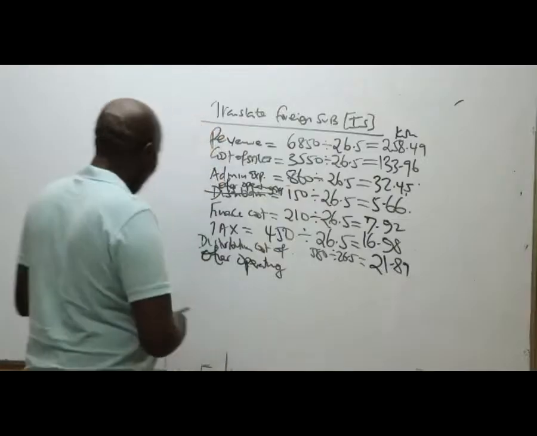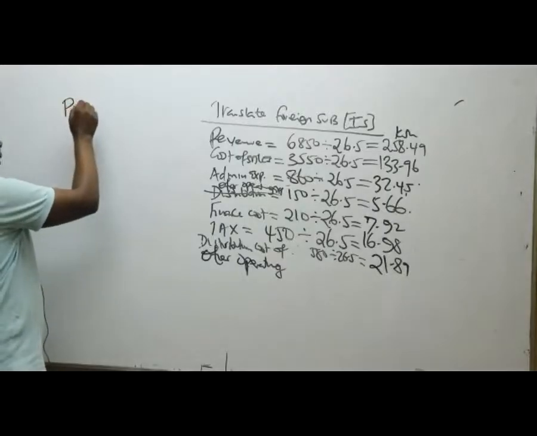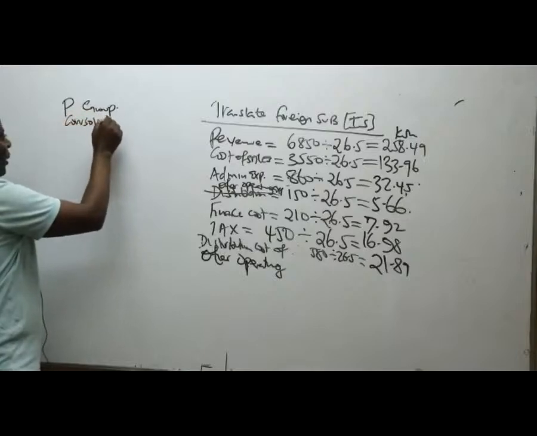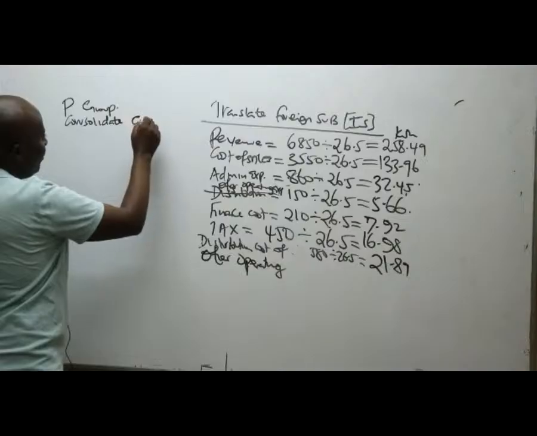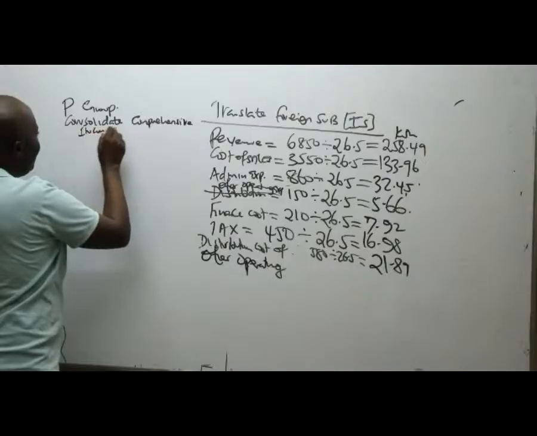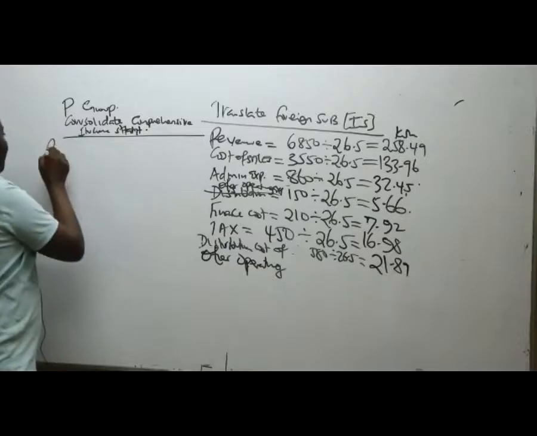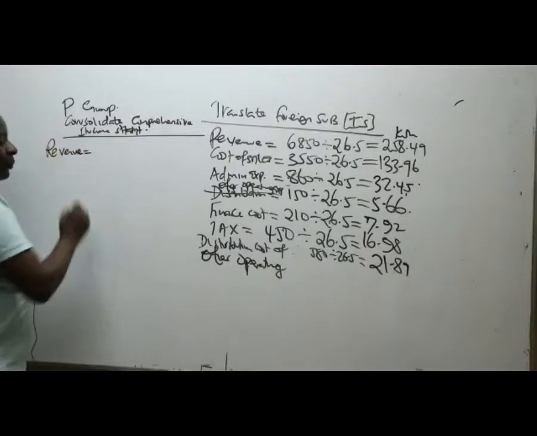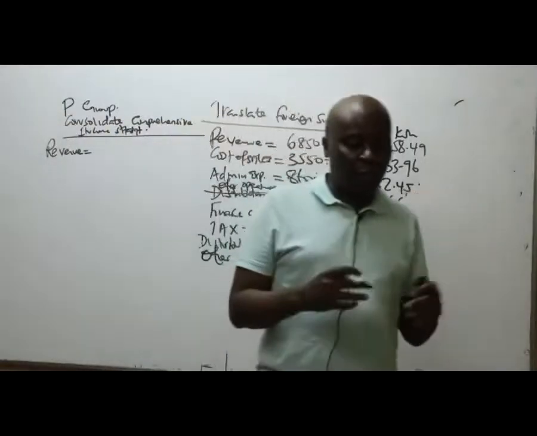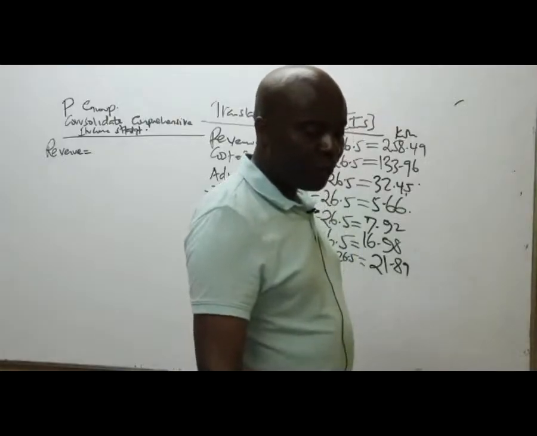Thank you. Now from there, give us the name of the company. Tell us P Group Consolidated Comprehensive Income Statement. So start with revenue. Now you are consolidating, you're putting things together. So we start with revenue. What do we have for revenue?